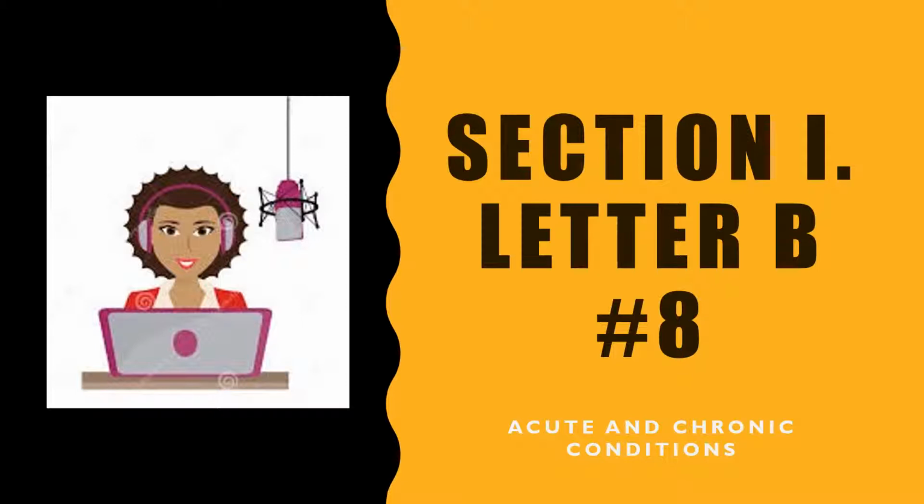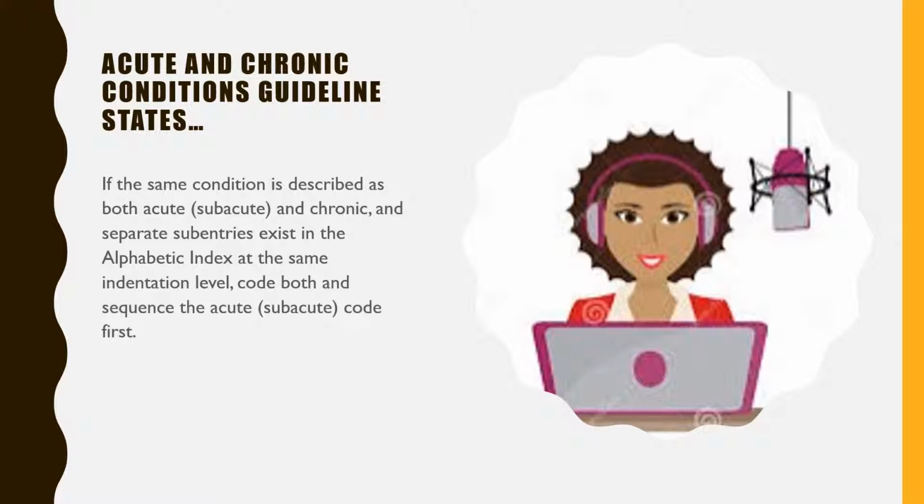Today we will be focusing on acute and chronic conditions. The guideline is located in Section 1 under letter B and number 8 under your ICD-10-CM coding guidelines. The acute and chronic conditions guideline states, if the same condition is described as both acute or subacute and chronic, and separate sub-entries exist in the alphabetic index at the same indentation level, we are to code both codes and sequence the acute or subacute code first.